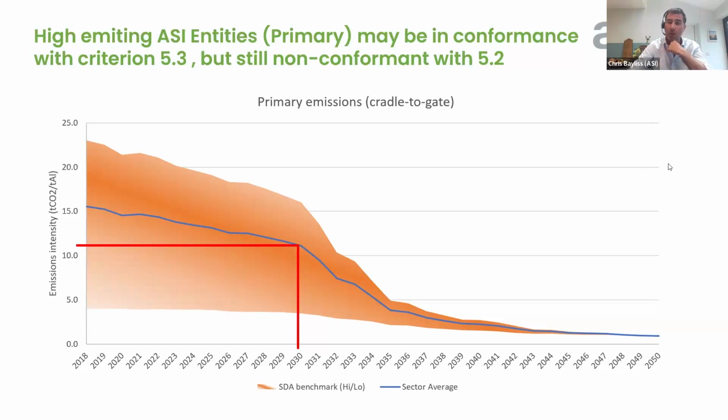5.2 has threshold values for smelting measured at the same place, cast house output, of 13 tonnes per tonne by 2025 and 11 tonnes per tonne in 2030. You can see the 11 plotted here. It's essentially the global average. So 5.2 threshold values are more stringent than a 1.5 degree pathway. That's very important to note that 5.2 still applies. And even if you do have a pathway for fossil fueled aluminium that means conformance with 5.3, you still need to meet 5.2 in order to be certified.